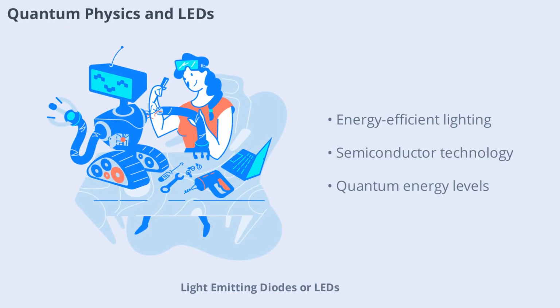Light-emitting diodes, or LEDs, are another everyday technology powered by quantum physics. LEDs work by allowing electrons to move between energy levels in a semiconductor, releasing light in the process. This quantum effect makes LEDs energy efficient and long-lasting, revolutionizing lighting around the world.